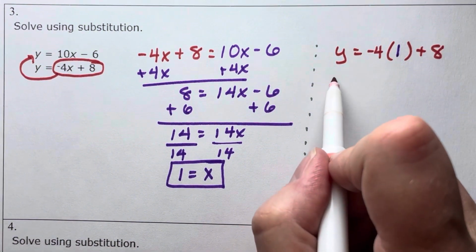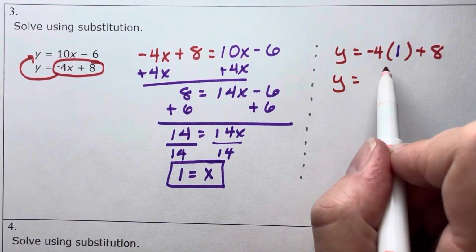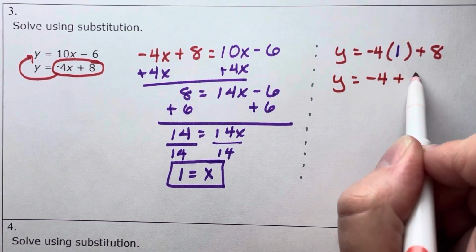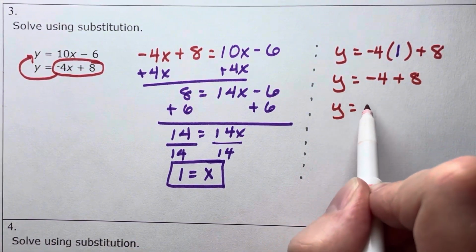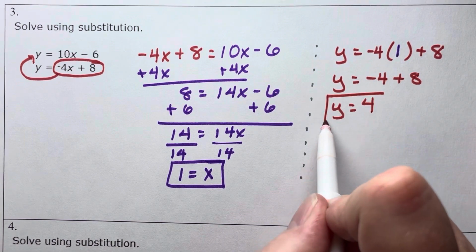So, order of operations, let's go solve for y. Negative 4 times 1 is negative 4 plus 8. Y ends up equaling positive 4.